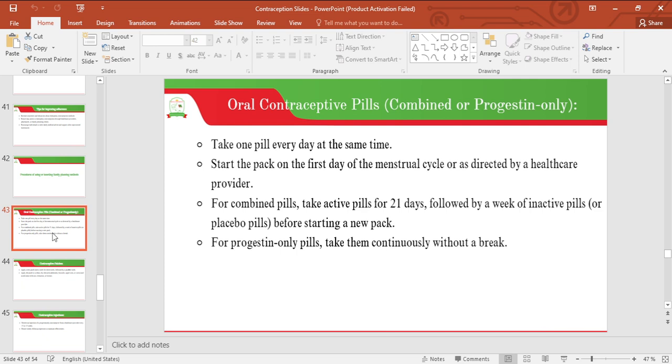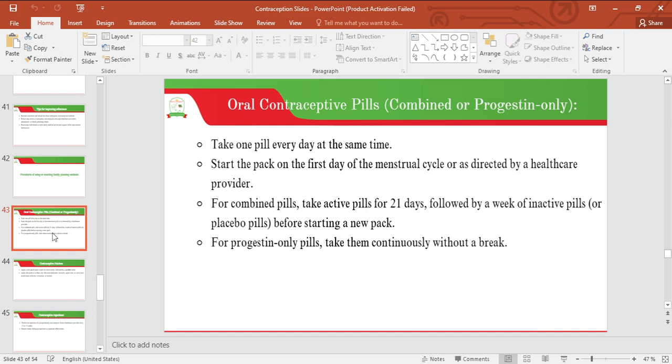Meaning that if you began taking your pill, for example, today in the morning at 8 o'clock, it means that even tomorrow and the other subsequent days, be taking the pill at 8 o'clock in the morning, same time.